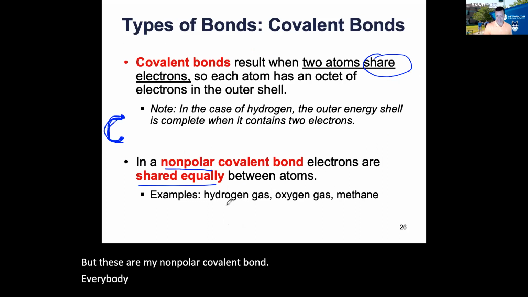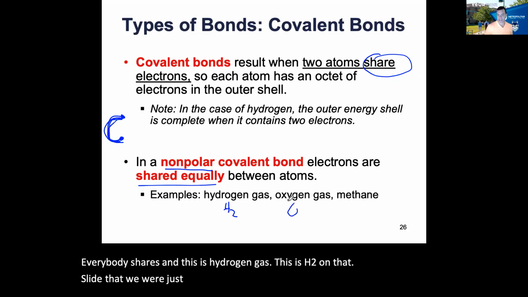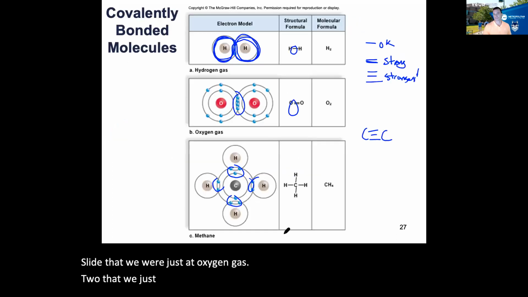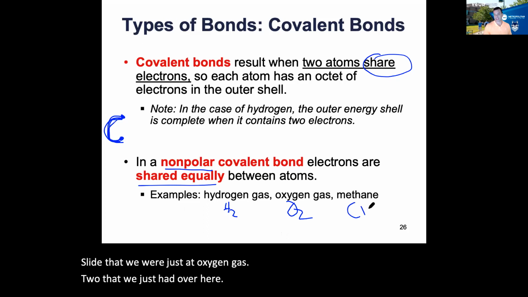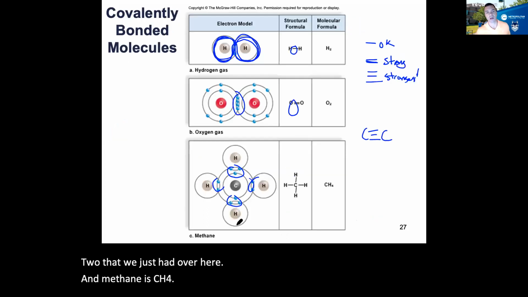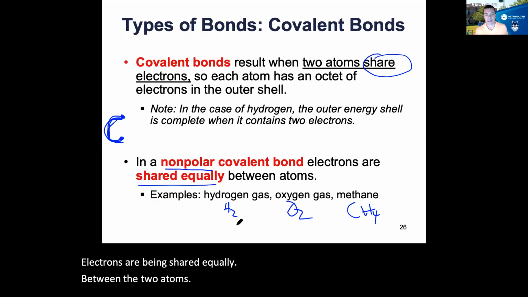And this is hydrogen gas. This is H2 on that slide that we were just at. Oxygen gas, O2, that we just had over here. And methane is CH4. All of those examples are right here. Electrons are being shared equally between the two atoms. Nonpolar.